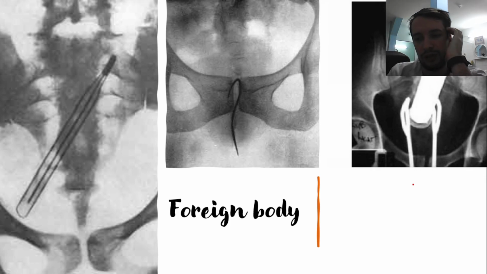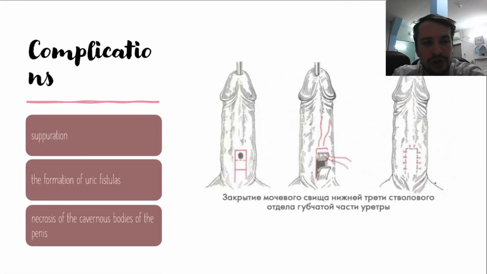Small foreign bodies can cause difficulty urinating, a change in the stream, and blood at the end of the act of urination. Larger foreign bodies give a picture of acute urinary retention, hematuria, urine without pain. Complications: first of all, suppurations, formation of urinary fistula, necrosis of the cavernous body of the penis.